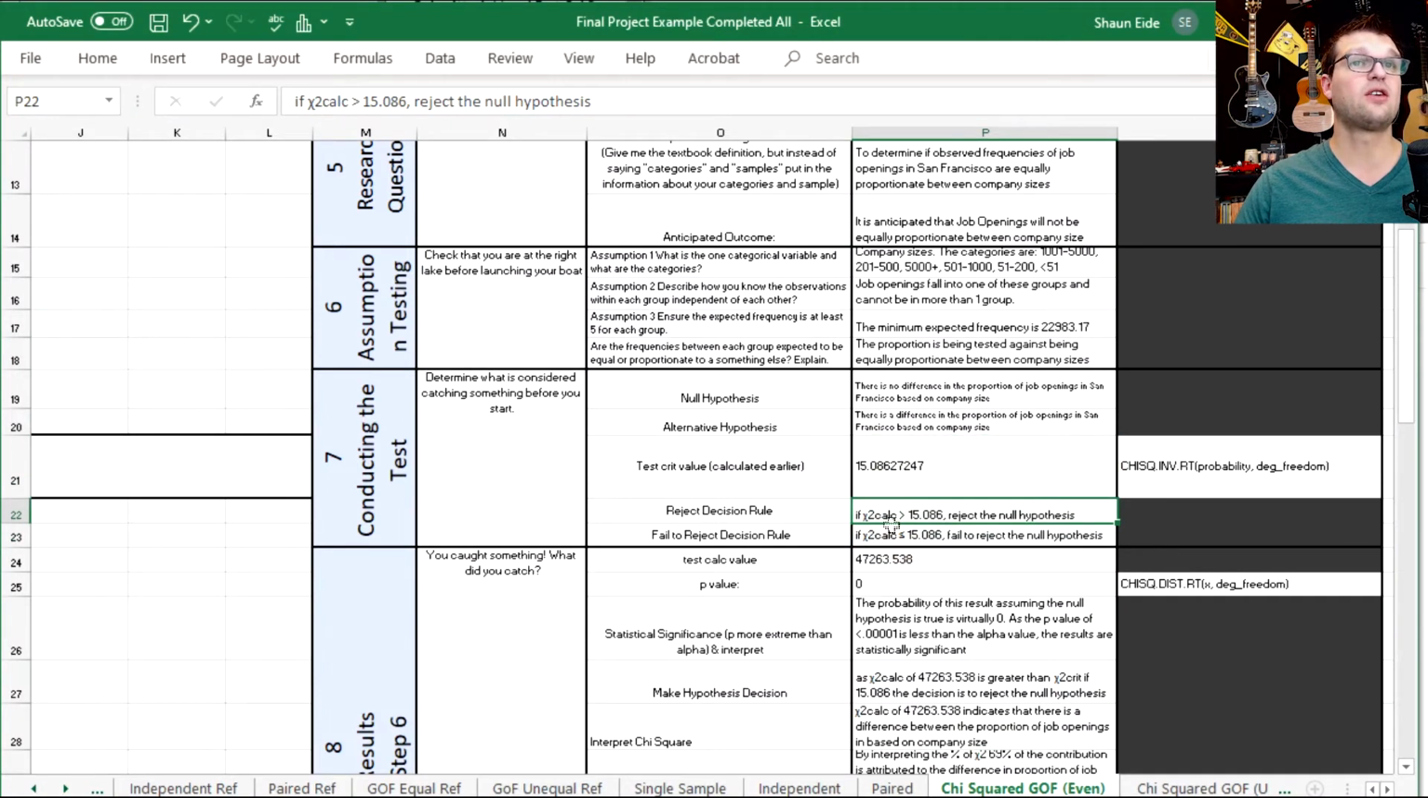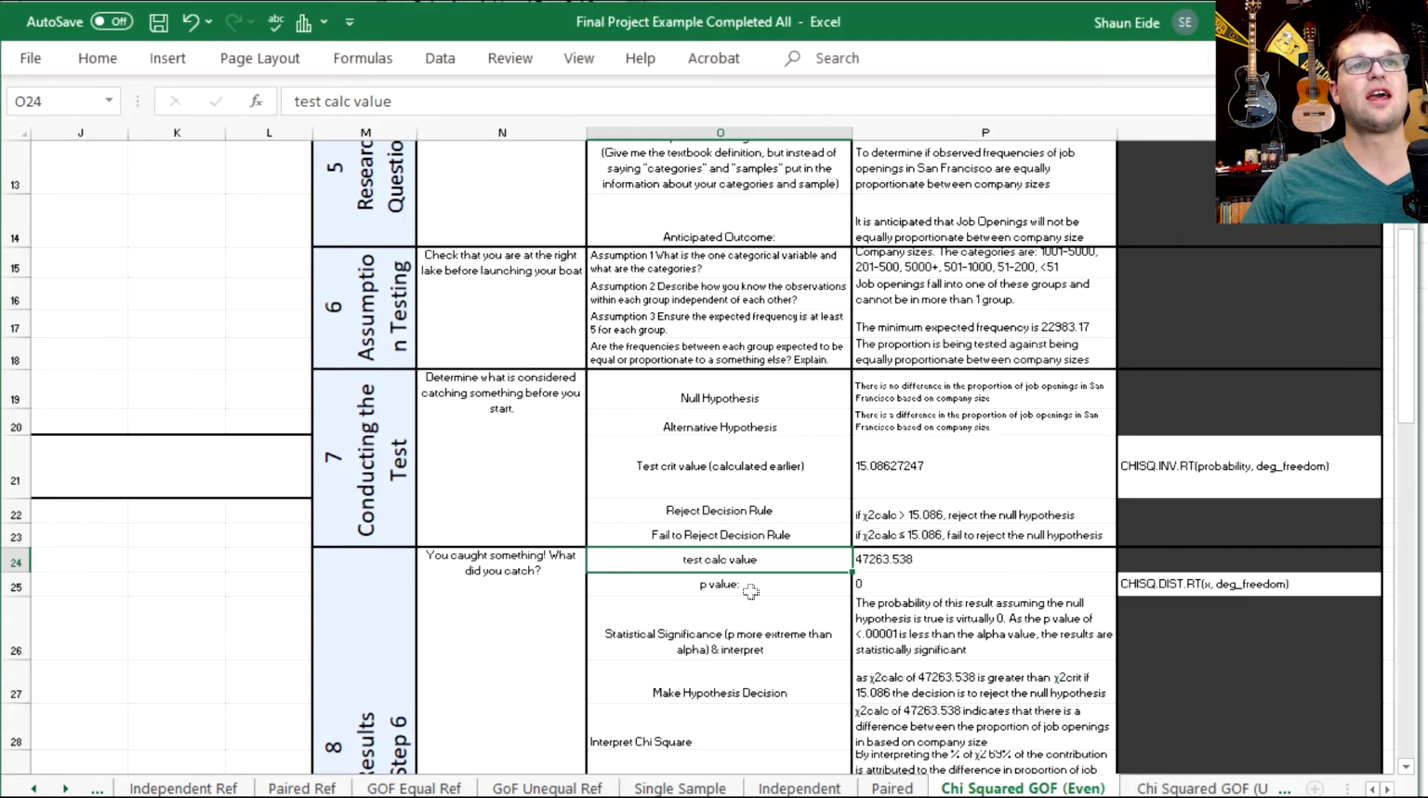If chi-squared calc is greater than 15.086, reject the null hypothesis. If chi-squared calc is less than or equal to 15.086, you fail to reject the null hypothesis. So now we're going to get into actually calculating the test calc value.